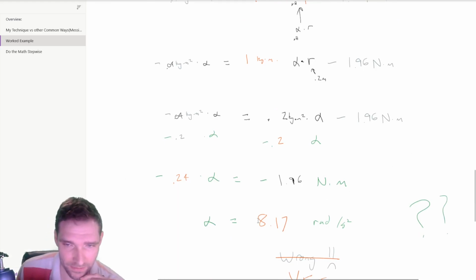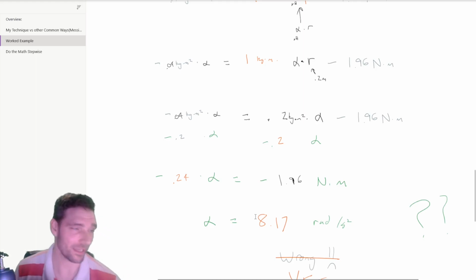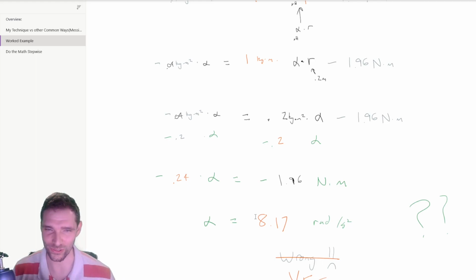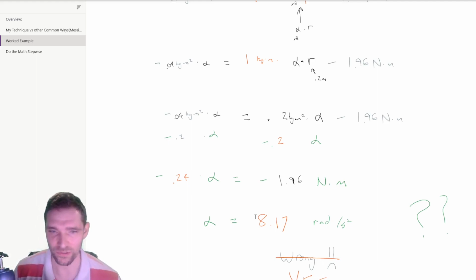And you end up getting for this, I think it's 8.17. Interestingly enough, you can go backwards and plug it back in and see like, oh yeah, this torque, yeah, that is negative, right? And so on and so forth.